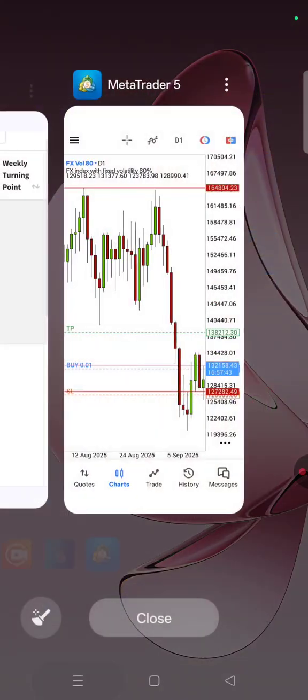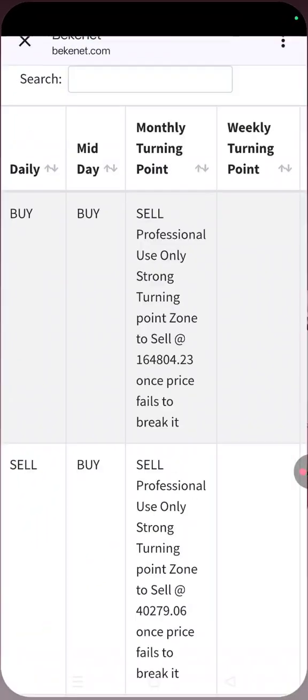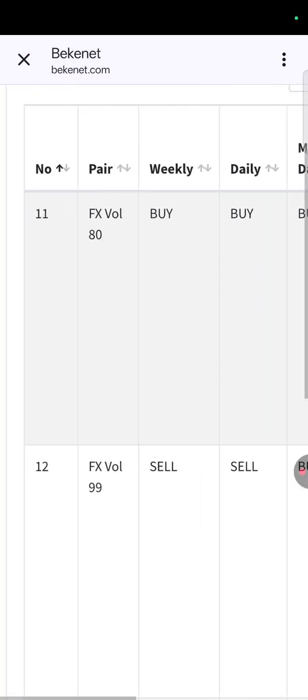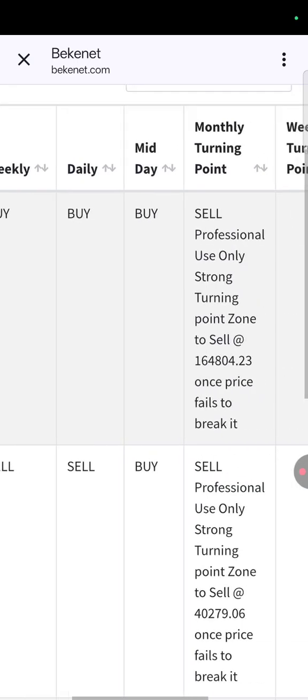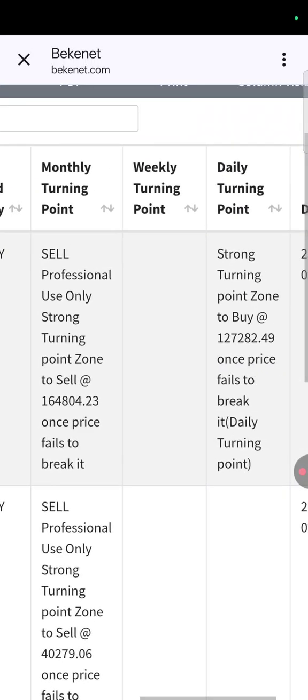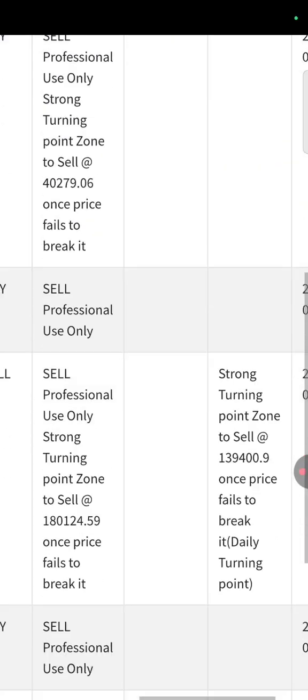So right now, let's go back to the app. On this same FS Vol 80, this is the monthly turning point. This happened on the second day of the new month. Then this weekly turning point, you are going to be looking for it on Sunday morning, from midnight Saturday, right from 1 a.m. You want to check for it and see if you have a weekly turning point.